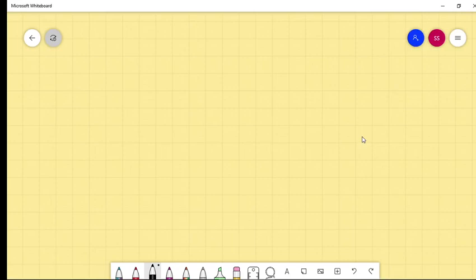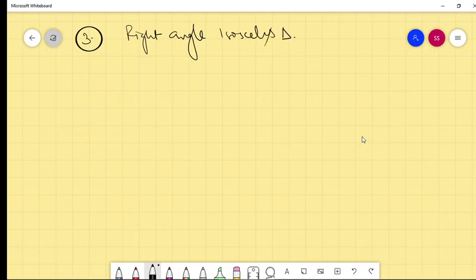Now, the third type of question, dear students. The question is to find the equation of the right angle isosceles triangle. We have to find the equation of this.